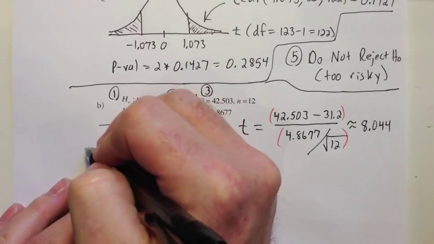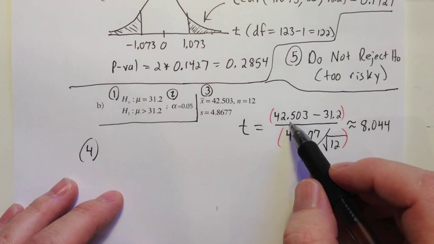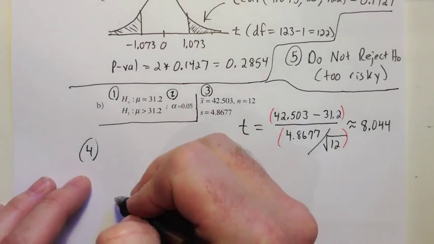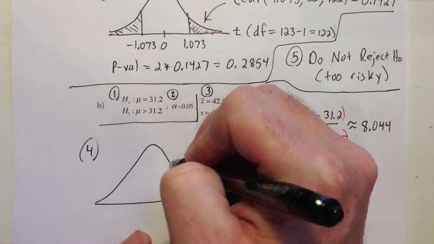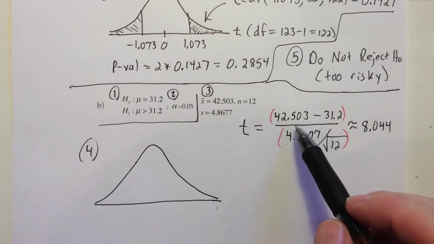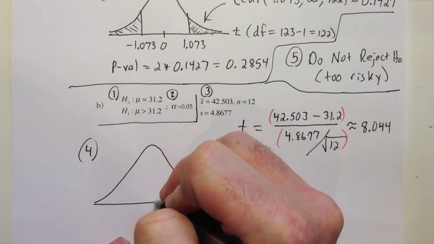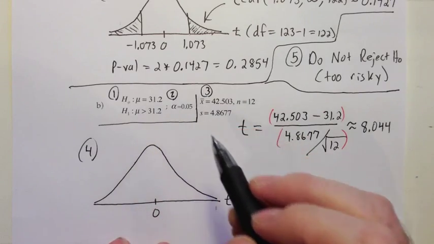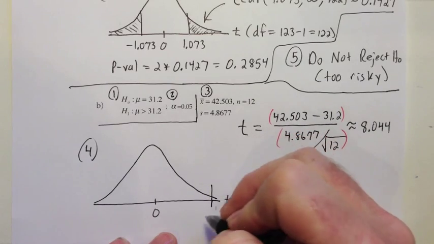There is a chance that you could get a value for x bar of 42.503 even if this was true, but I think it's a very small chance. And step 4, calculating the p-value, is calculating that chance. If H0 is true, how likely is it? What's the chance we would have gotten a value for x bar this big? So I'm going to put 0 in the middle, representing the t-score for 31.2. And then for my test statistic, I'm going to put this 8.044.